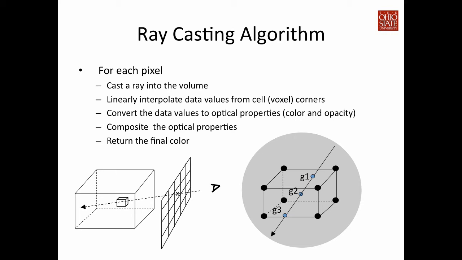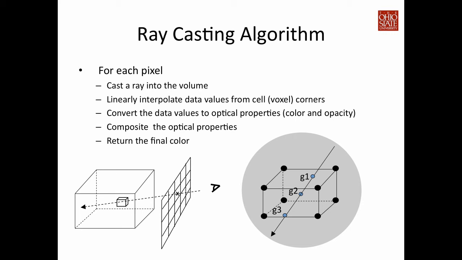The data value at each sample position is obtained by linearly interpolating the cell corner values. Because we need to look at the data value as an image, we have to convert the data value to optical properties. This includes the opacity we described in the previous slides, and also the color. So you can imagine the opacity is alpha, and the color is the G function value in our rendering equation.